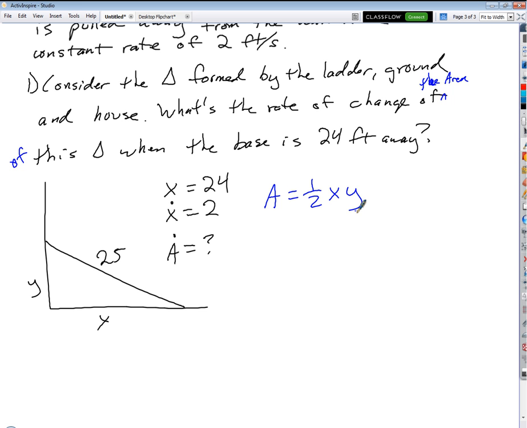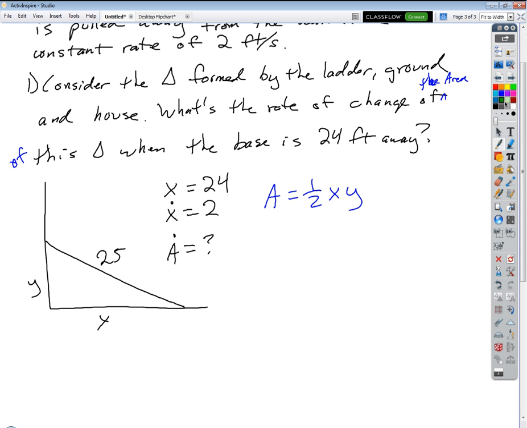Could we come up with what we're going to call, next chapter, a secondary equation? That means an equation that relates those two variables so that we can eliminate one. There is one, isn't there? What is it? The Pythagorean theorem.